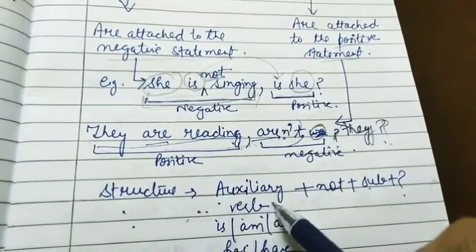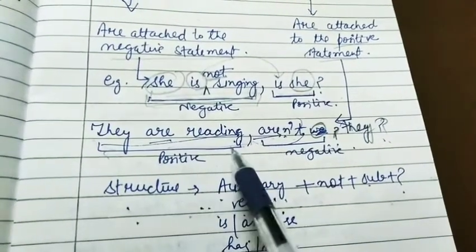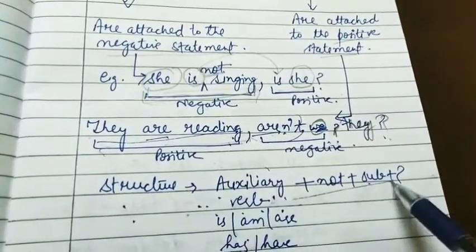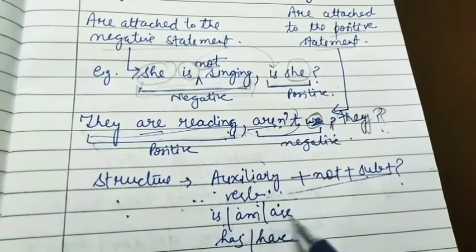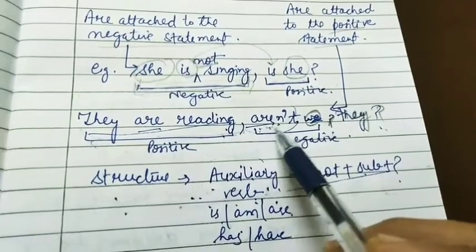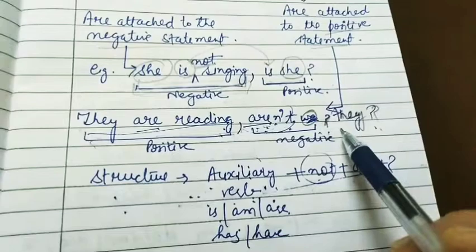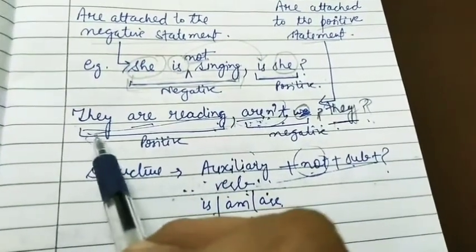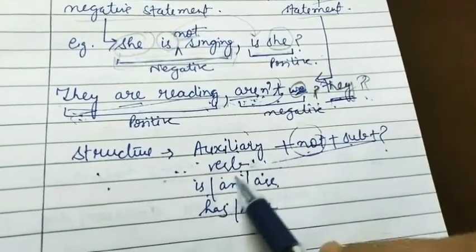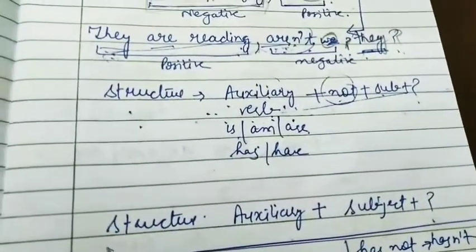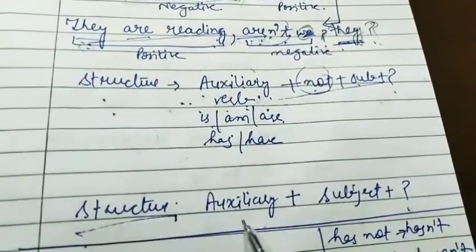What is the format of the question tag? In case the statement is positive, what will be the format of the question tag? Auxiliary verb. Auxiliary verb means helping verbs like is, am, are, like the way we have used here. Auxiliary verb plus not will be added, not, and then subject. Whichever subject we have here, that we will use here. Okay. So here is the structure format for your negative sentences. What will be the structure format?